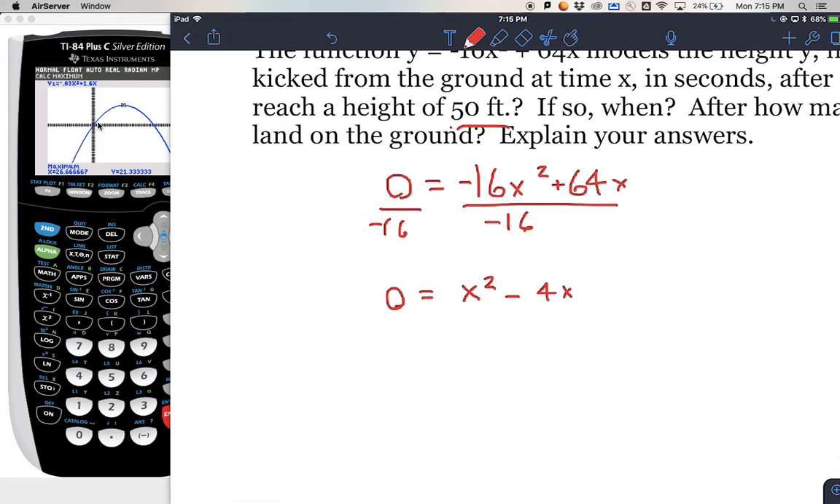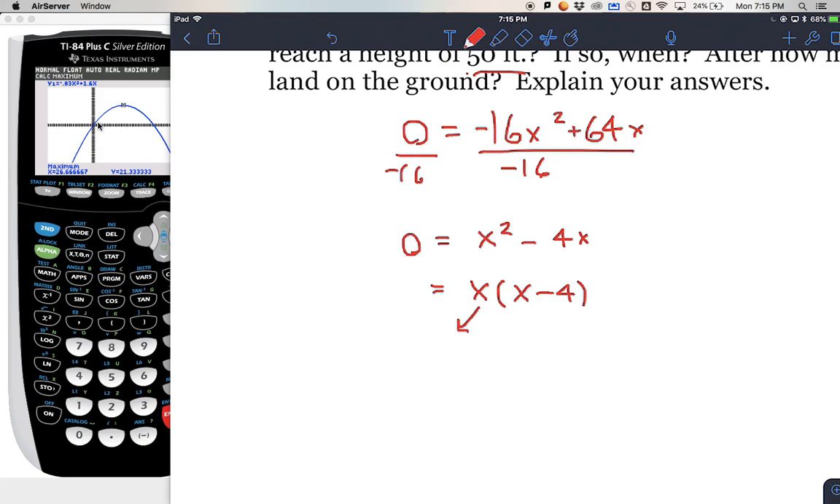And then notice here, you can undistribute. You can actually factor out 1x right there and just make this as x minus 4. And that's just factoring out the common factor there. And then after this here, we can split it up. We can say, okay, that means x is equal to 0, and then x is equal to 4 right there. Those would be your two different solutions.